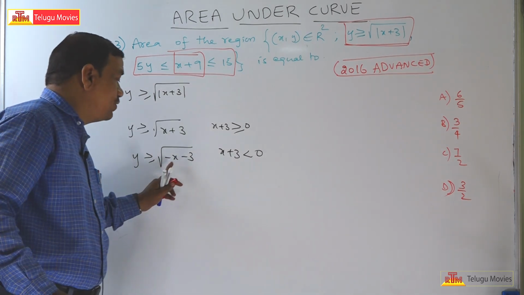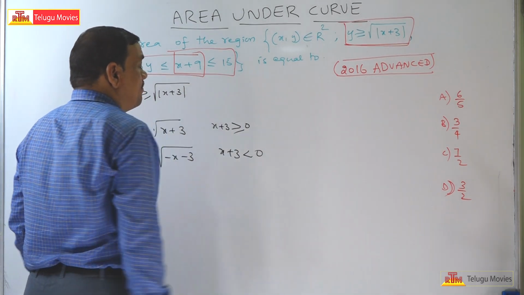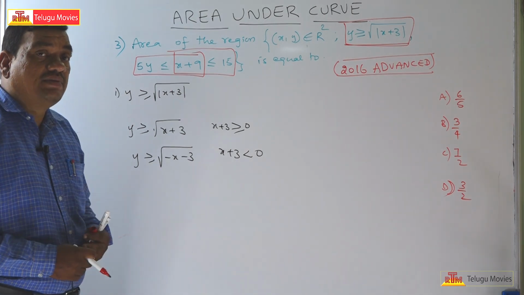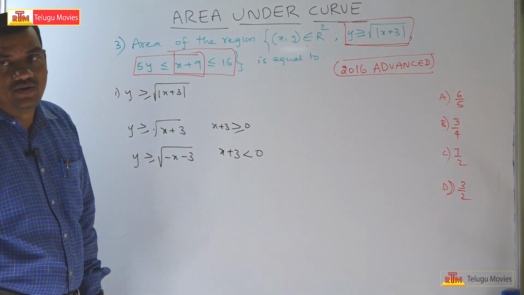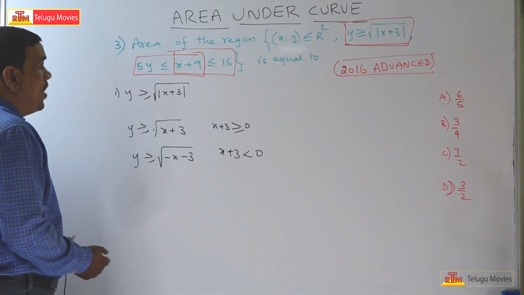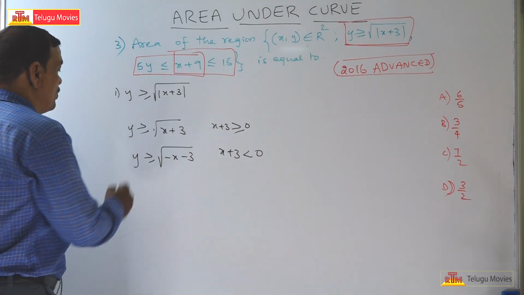Don't think that it is a negative quantity unless we know the x value. Here the x value is less than minus 3. X less than minus 3 means, you can take minus 4: minus of minus 4 is plus 4, 4 minus 3, you will get a positive value. Now, to avoid this square root, I will do squaring on both sides.